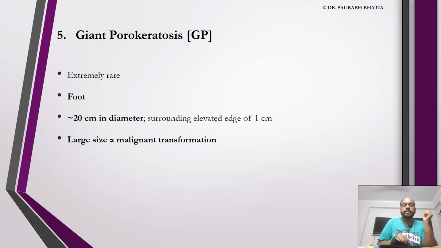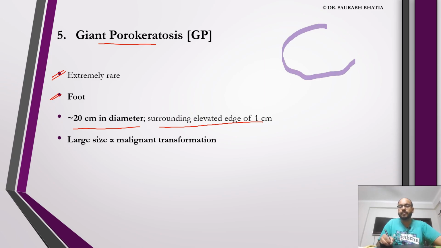Now, the fifth entity is giant porokeratosis. It's an extremely rare entity. Most commonly, it occurs on the foot. It's called giant because roughly the size is about 20 centimeter in diameter with a surrounding elevated edge of 1 centimeter. Okay, so the elevated edge, the keratotic rim that we were talking about, is about a centimeter thick, and this whole dimension is about 20 centimeter or more. Okay, so when it reaches that size, it is known as giant porokeratosis.